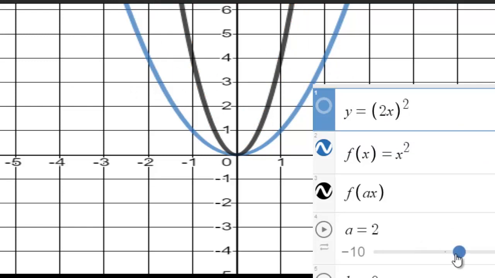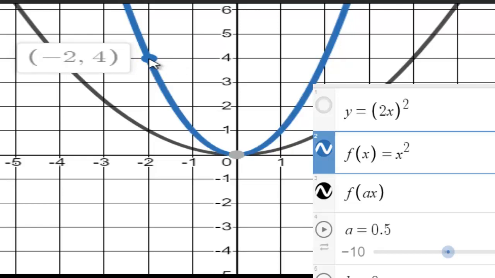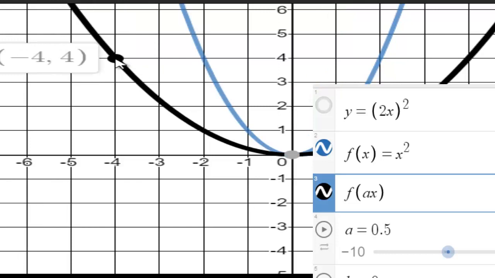Turn that one off. Now, of course, if I went down to numbers that were smaller than 1, let's say a half, the same thing is going to happen here, but instead of calling this a vertical compression, we call this a horizontal stretch. So it's pulling outwards, making all the x values get twice as big. And that means if I were up here on negative 2, 4, the horizontal stretch is going to make the negative 2 become twice as big. So negative 2 times 2 is going to be negative 4. So I'm going to move out to negative 4, 4. So they got 2 times further away from the y-axis.